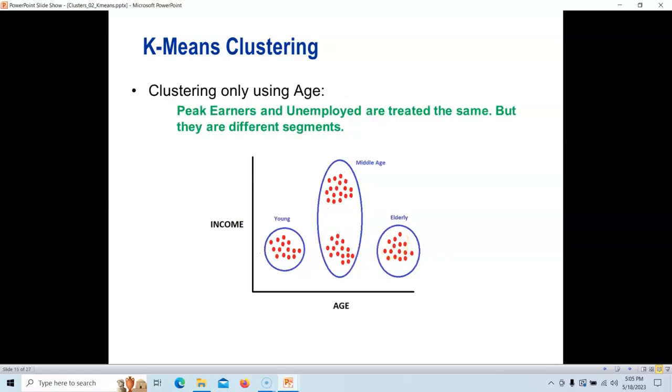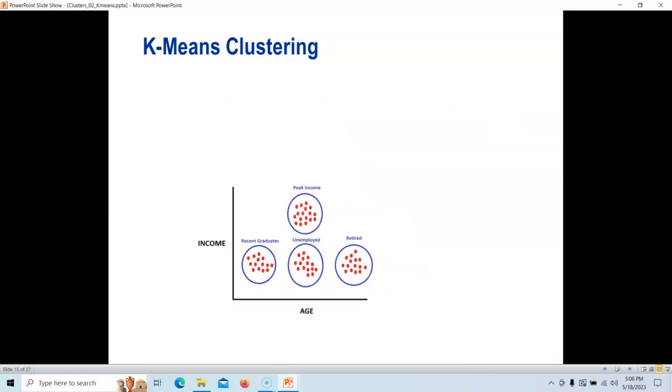But what about if I just look at your age? Well, young people and old people have different needs than the middle age, but here we have the peak income earners and we have the unemployed people. They have clearly different needs. So if you only use one variable for your clustering or your segmentation, then you're clearly missing out on some valuable information. That's why clustering is so powerful. It allows me to merge two variables together and learn something new.